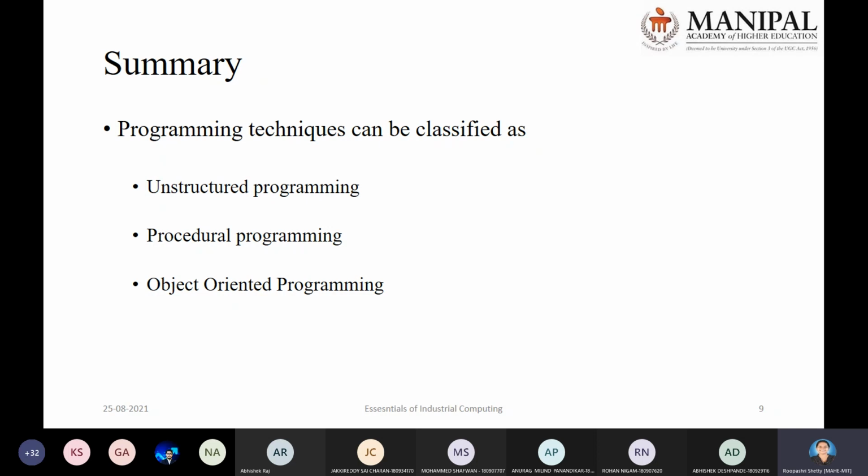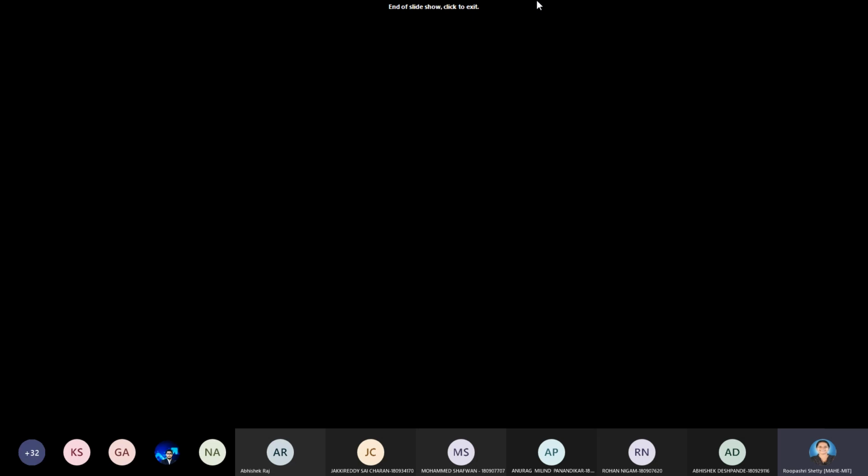mostly reusability will be achieved, and not just reusability, but the concept of hierarchy, polymorphism, abstraction, and a lot of many things you will be studying further. They are all the features or the advantages of object-oriented programming over other programming languages. That is the summary of the first and second chapters.